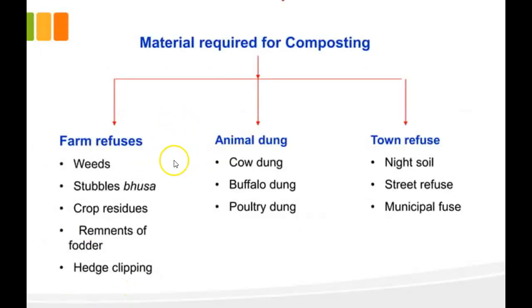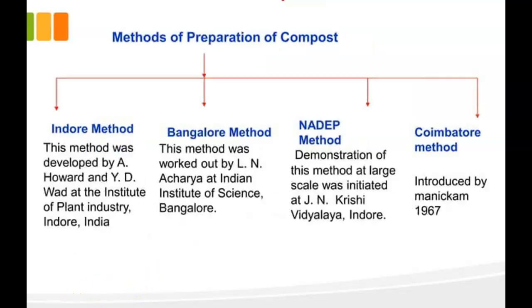Materials which are used for composting include farm refuses such as weeds, crop residues, etc., animal dung such as cow dung, buffalo dung, and poultry dung, and town refuses such as night soil, street refuses, municipal refuses, etc. There are different methods for the preparation of compost that include the indoor method, Bangalore method, NADEP method, and Coimbatore method. So we will discuss them one by one.